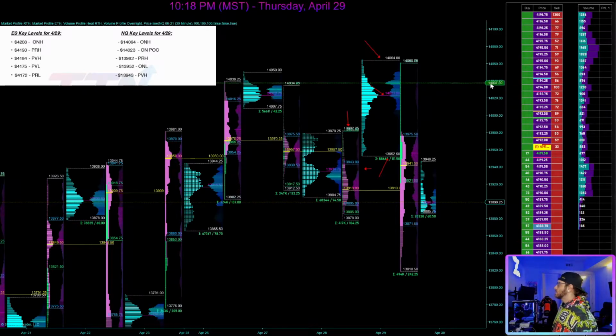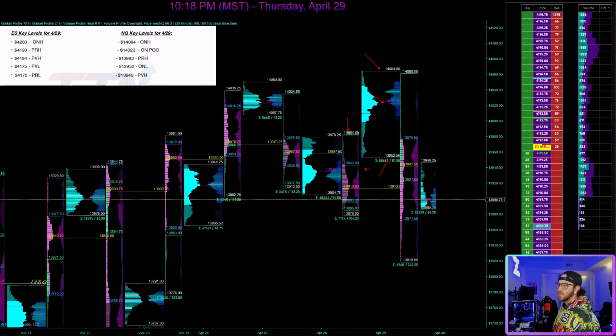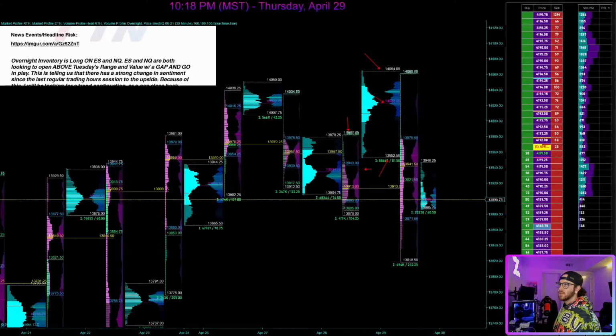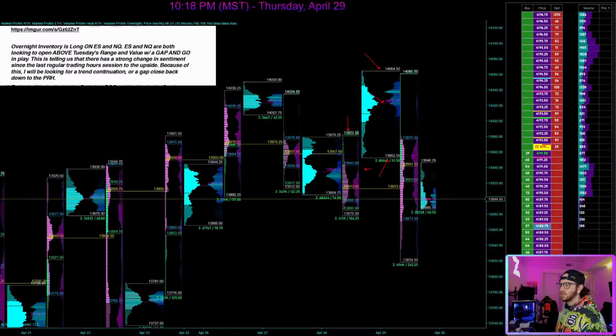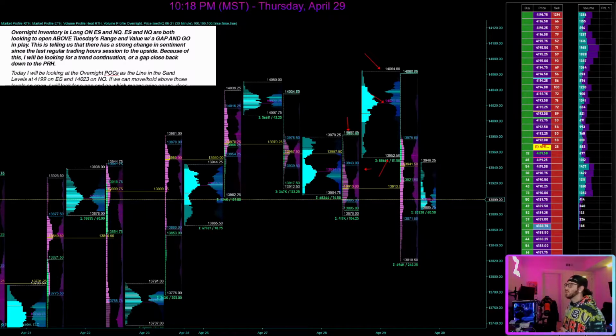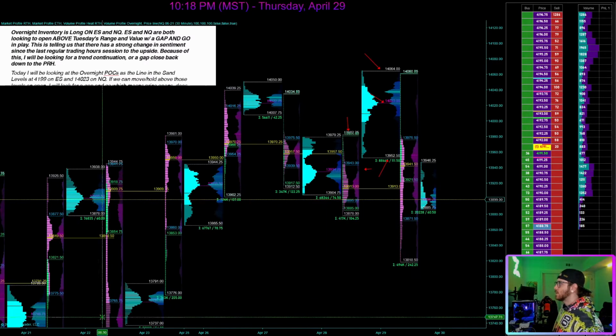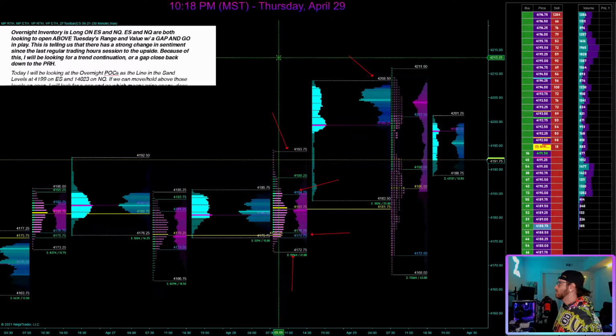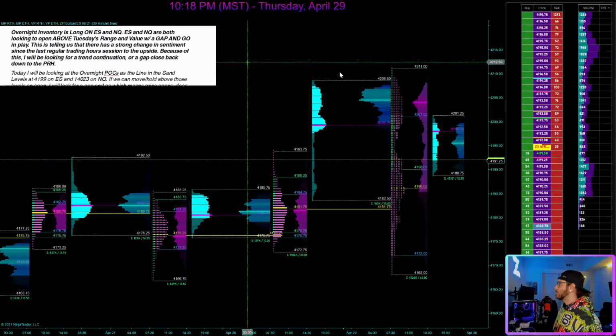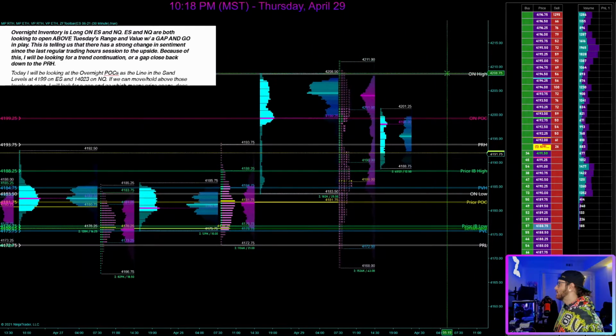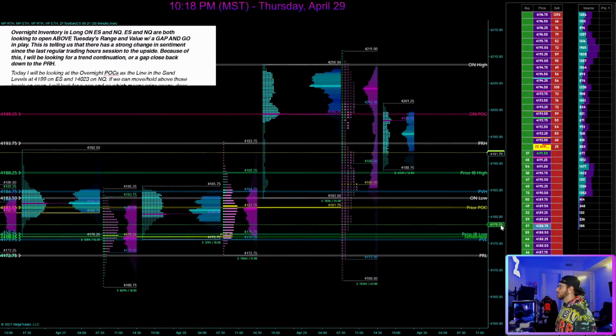So let us dig right into the analysis that I was looking at and thinking of pre-market, starting with the overnight inventory. So I will go ahead and I will flip back over to ES. I will remove these arrows. I will show my profile overlay levels here, and we will dig right in.